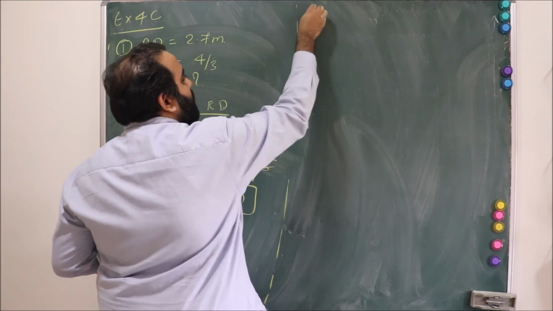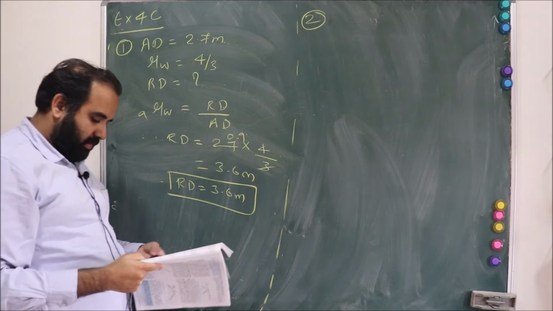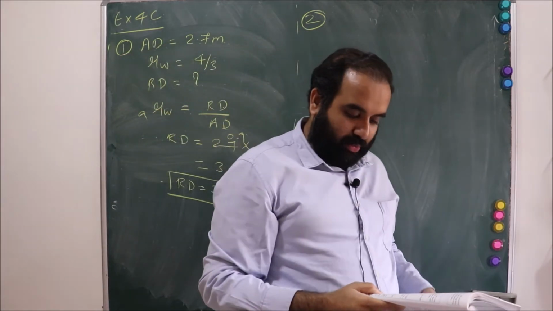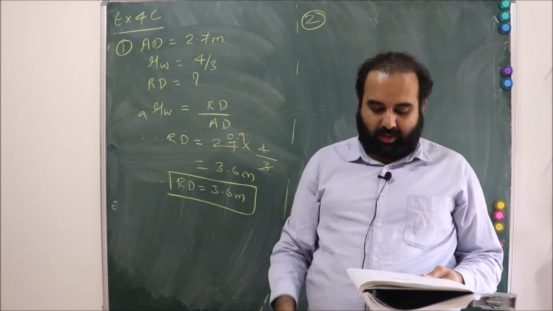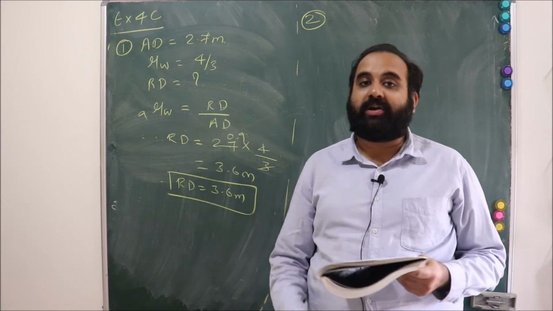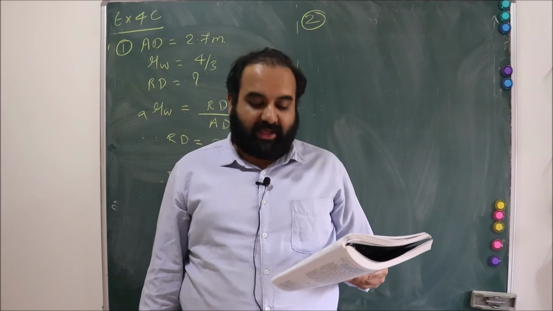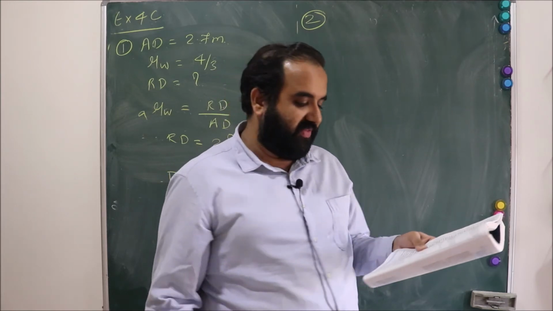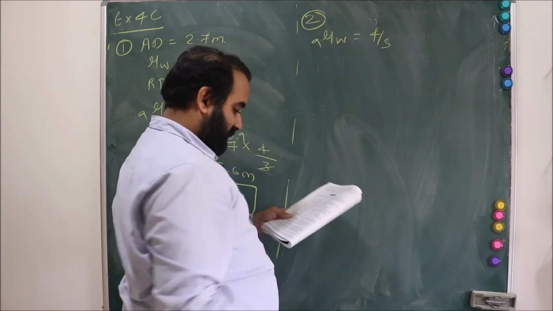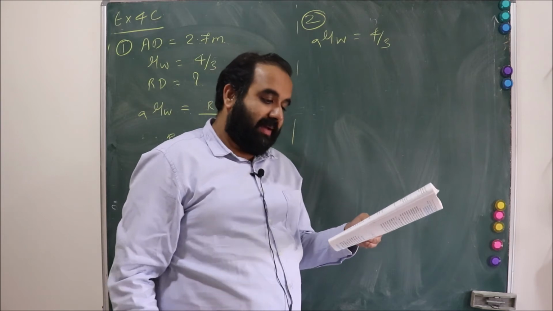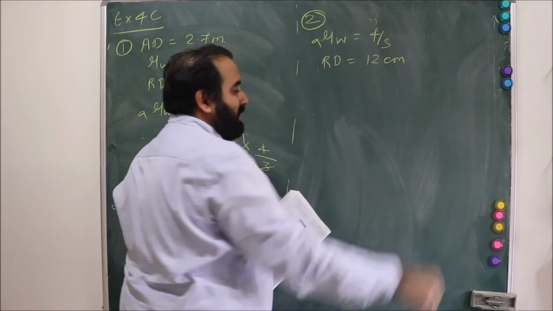Let's quickly go to the second question now. A coin is placed at the bottom of a beaker containing water to a depth of 12 centimeter. By what height does the coin appear to be raised when seen from vertically above? So now see what they have asked. The refractive index of water is given, 4/3 with respect to air again, and the depth is 12 centimeter. So real depth is given to me, that is 12 centimeter.